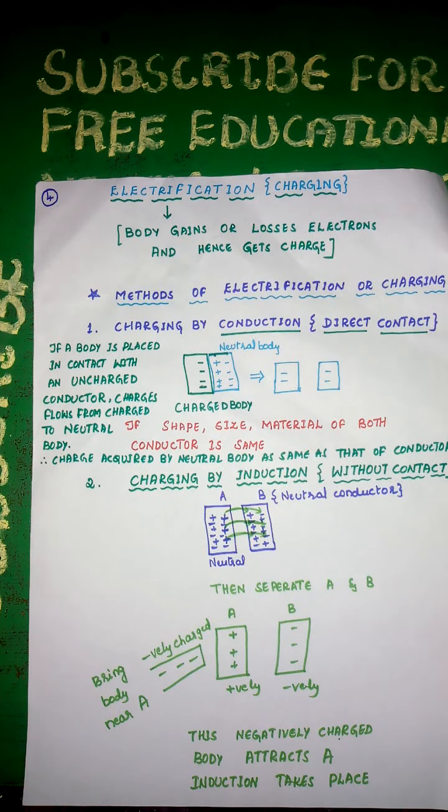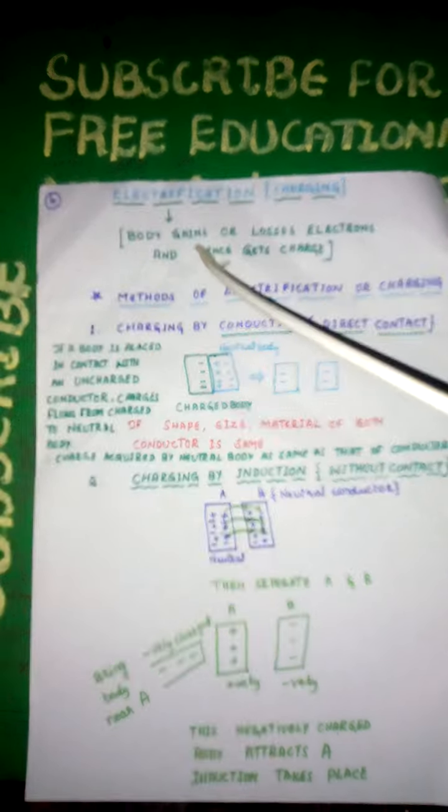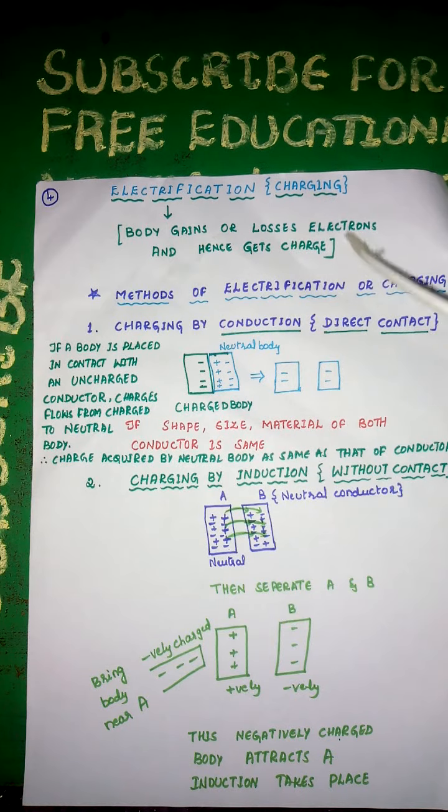Next is electrification. What do you mean by electrification? Electrification means charging. Body gains or loses electrons and hence gets charged. In this electrification process or charging process, either body gains or loses electrons and hence gets charged.